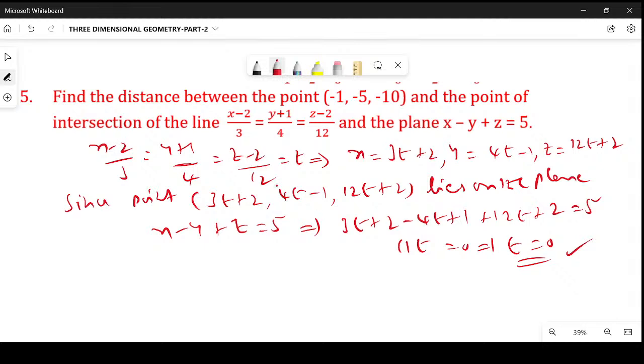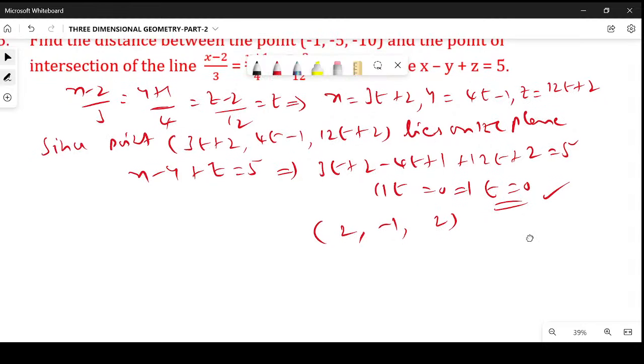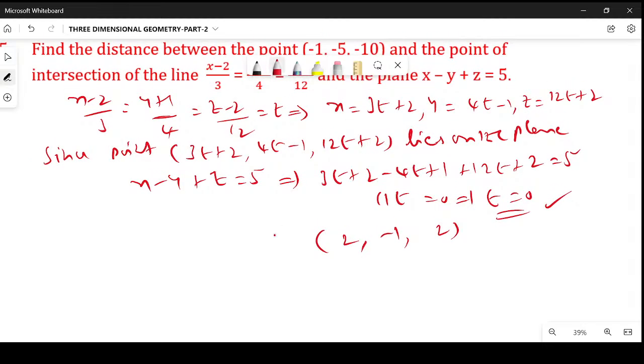When I get t = 0, I can find the point, because that point is common to both the line and the plane. That should be the point of intersection. The point comes as 3t + 2 = 2, 4t - 1 = -1, and 12t + 2 = 2. So (2, -1, 2) is the required point of intersection.